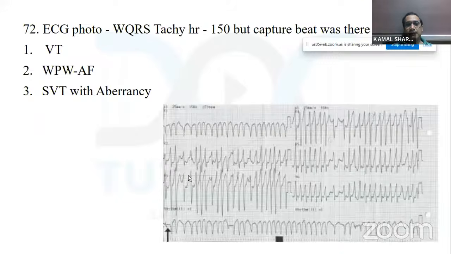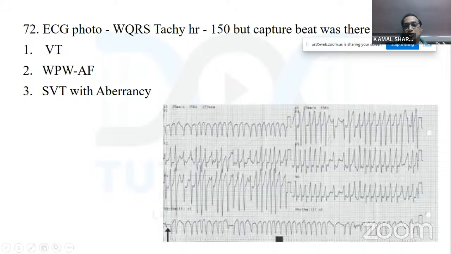There was some confusion about an ECG of a wide complex tachycardia with irregularity with heart rate of 150. Now I'm not sure if it looked like this, but if you had a capture beat, remember that in patients with AF with WPW also, you can have supranormal conduction and you can have what looks like a capture beat here, but it's not a capture beat. It continues to be a case of AF with WPW with aberrancy.